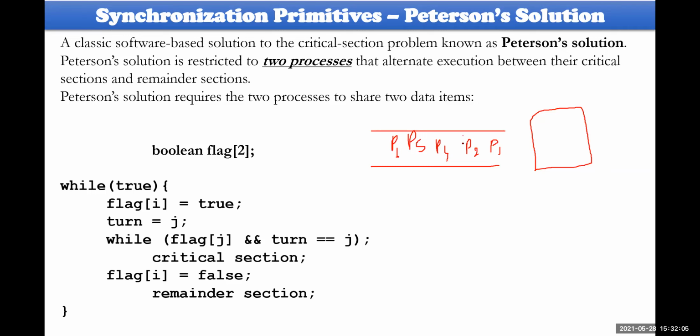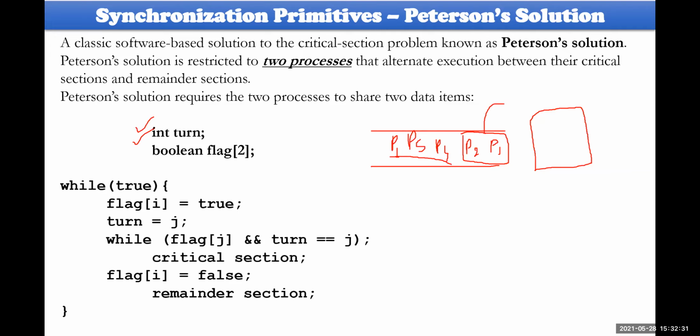Peterson's solution takes only two processes at any moment of time. Everything else waits for a while. These two processes are taken into consideration and a chance is given to one of them. This is done by taking two extra variables: one is turn, the second one is flag.